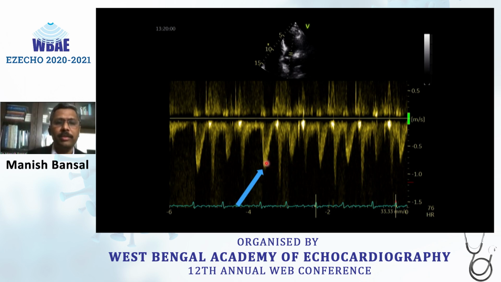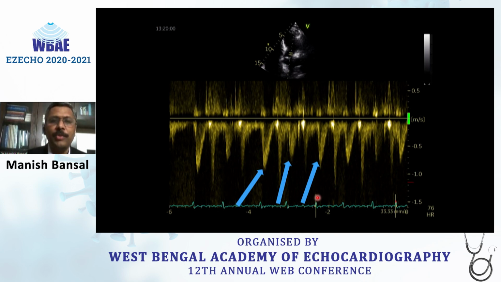LVOT velocity is quite tall. And in the subsequent cycle, which is a short cycle, LVOT velocity is reduced, and next cycle again increases because the cycle is longer. So we see a very clear relationship between cycle length and the systolic function of the next cycle.